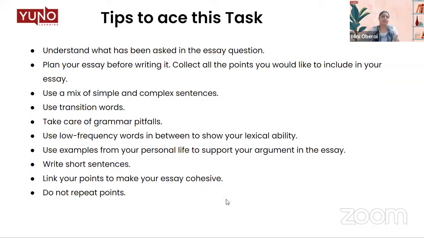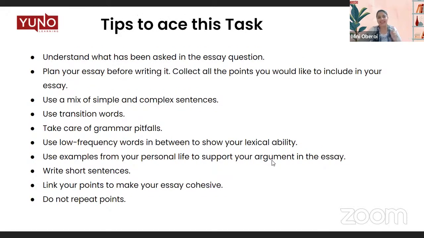So what are the tips that we should use to ace task 2? Number 1, understand what the question wants you to answer. Spend the initial 5 minutes intelligently, wisely. Then plan your essay before writing it. Correct? I always say, make your notes, make your points, do content generation.